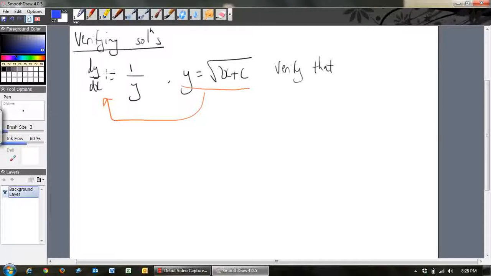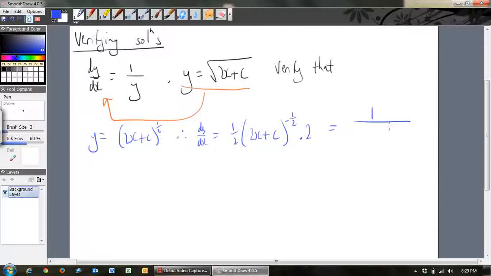Okay, so let's have a look at this. Our differential equation says the derivative of y with respect to x is equal to 1 over y. So firstly, let's find the derivative of y with respect to x. Y is equal to (2x plus c) to the power half. Therefore, dy/dx is equal to, half comes down the front, the middle stays the same, subtract 1 off the power, and then we need to multiply by the derivative of the inside, which is 2. That 2 cancels with that half, and what we get is 1 over the square root of 2x plus c.